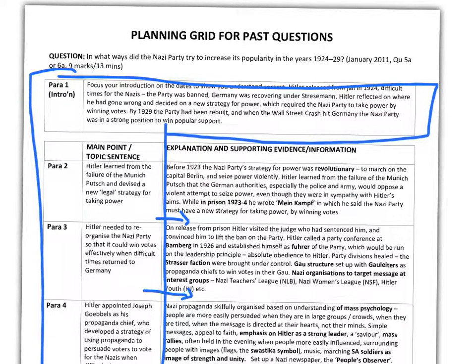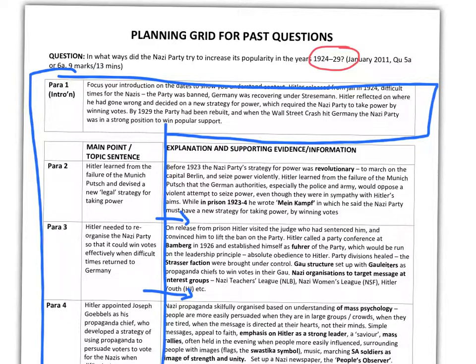So the introduction, focus your introduction on the dates. Remember, the dates are 1924 to 29. Absolutely crucial. All the way through, the chief examiners are always saying in their reports that the candidates who lose most marks don't look at the dates, and so they write material that's irrelevant.